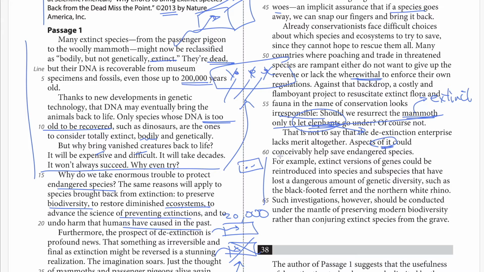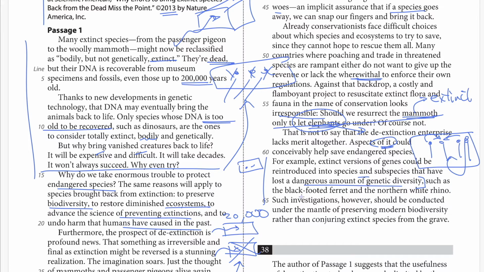Aspects of it could conceivably help save endangered species. How? For example, extinct versions of genes could be introduced into species and subspecies that have lost a dangerous amount of genetic diversity. So this is a long sentence. What this is saying is there are some animals, very few of them are left, and their genes are very similar. Let's say there are only 4 humans left, and they are kind of like, this is the maternal uncle of this guy, this is the cousin of this, and this guy is the mother of this. Very similar gene pool has remained. Not many animals from a particular species remain.